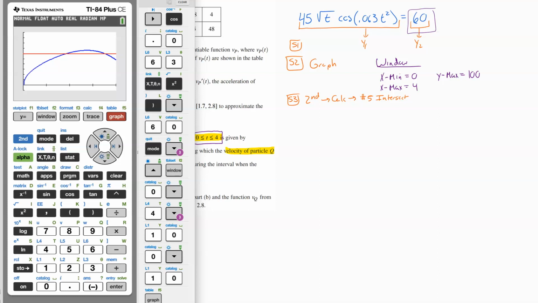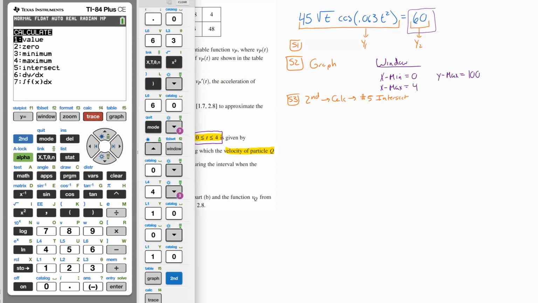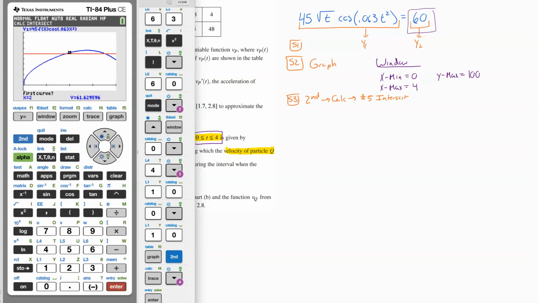And now we go find those values. So I'm going to hit second, calc. I'm going to choose that number 5 option, which is intersect. So I hit enter. It's now going to ask me a series of 3 questions at the bottom of the graph there. It's first going to ask me for a first curve. So just go ahead and hit enter on that. It'll switch automatically to the second curve and ask you for the second curve. So hit enter again. And it's the third question, the guess, that we really care about.